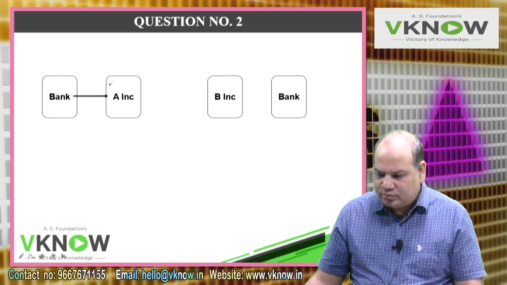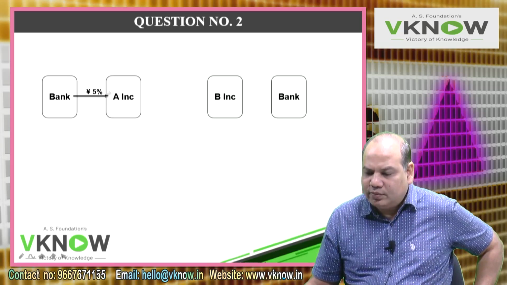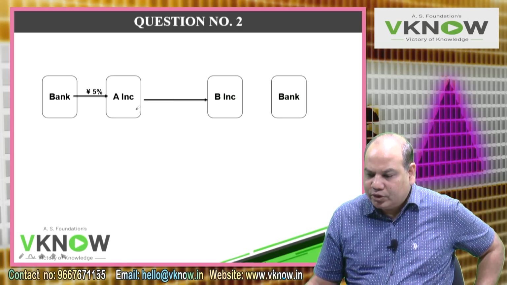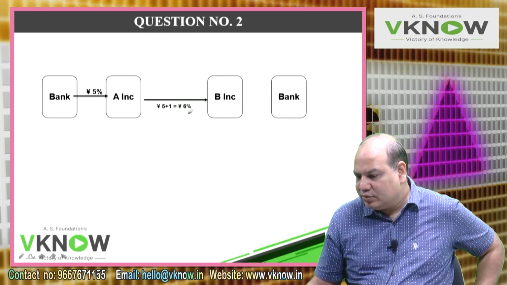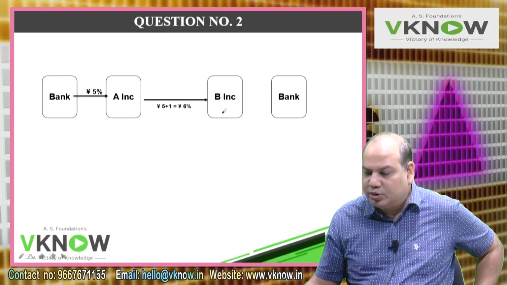Bank of A, and this is Bank of B. Bank of A will give yen loan to A at 5%. First, A will borrow from its bank a loan in yen 2 crore 40 lakh at 5%, which A will transfer to B at 5 plus 1, that is 6%. A will borrow from its bank yen loan at 5% and transfer to B at 6%.